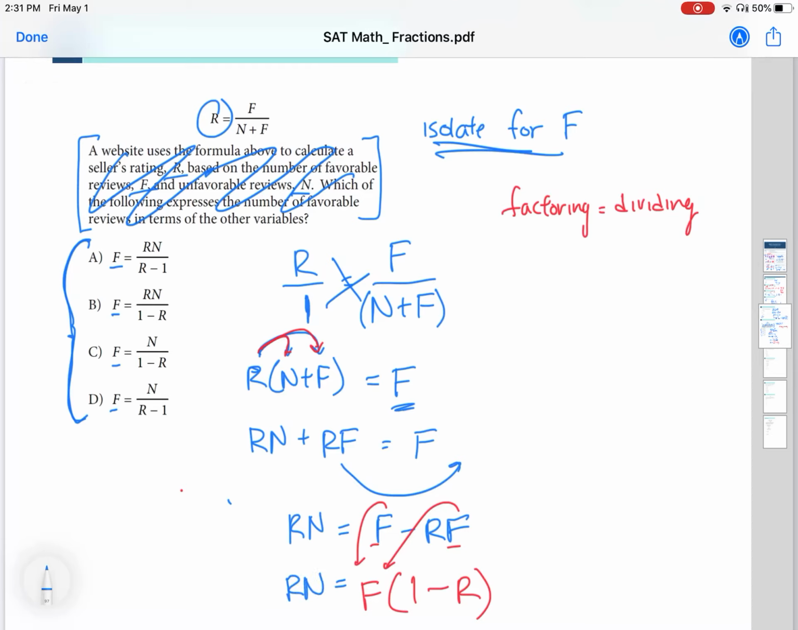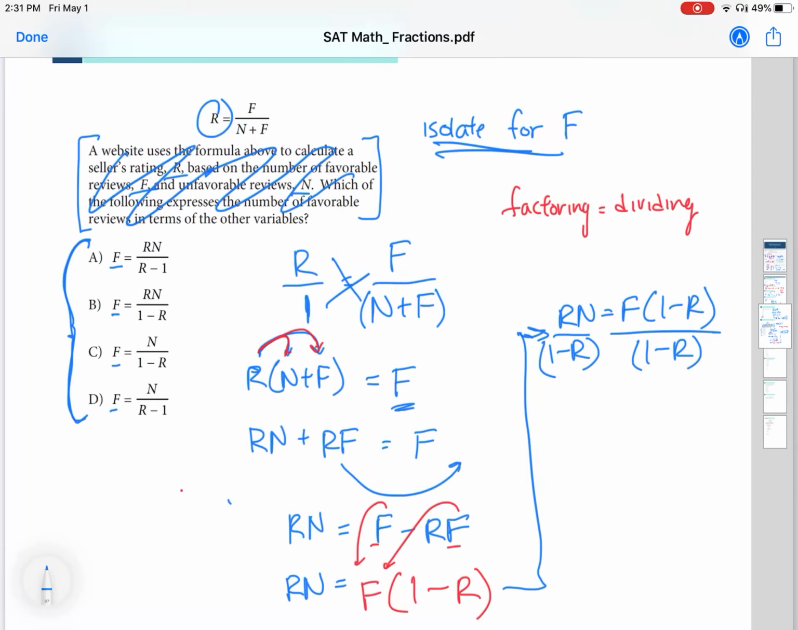And then the final step here, I'm just going to move it up a little bit. When I have Rn equals F times (1 - R), the final step is just to fully isolate F by dividing by 1 - R on both sides. And again, this answer is looking really weird, it doesn't look like a normal answer, but if we just take a look at our multiple choice, we will notice that this happens to be answer choice B, right? Rn divided by 1 - R.